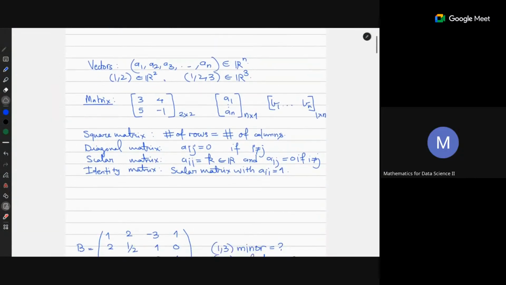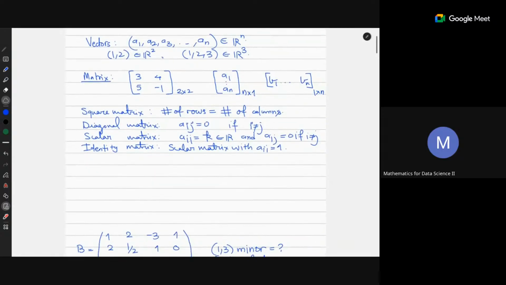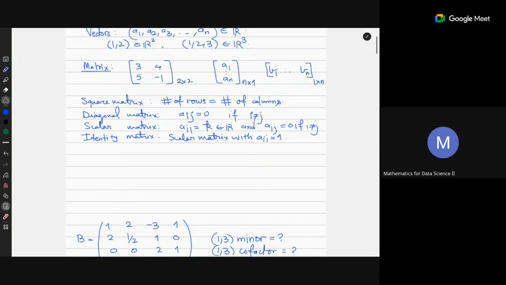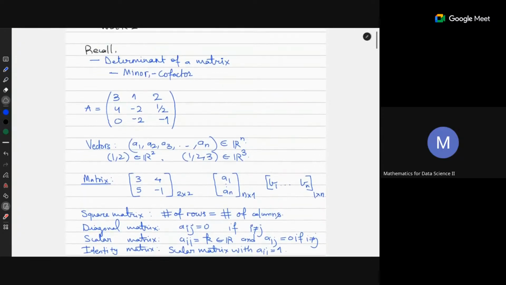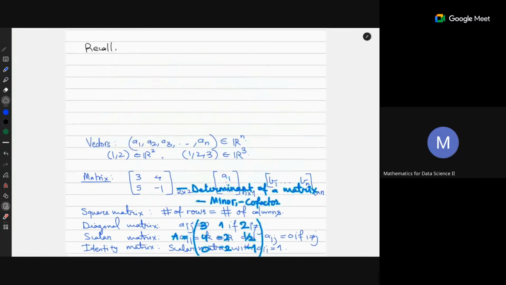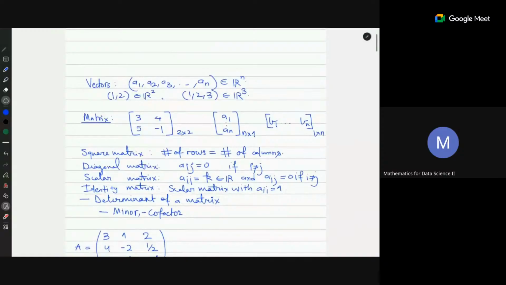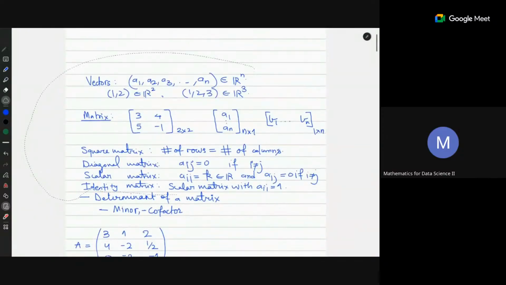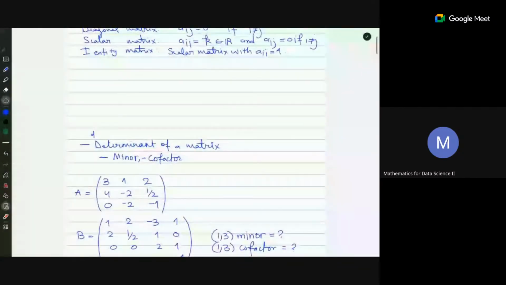So this is what we saw in the first live session, and then in the next live session we also saw one more thing: how to represent a given system of linear equations by a matrix. We will recall that in the later half of today's session, and then we also talked about the determinant of a matrix. All right, so let me put this below here. Let me shift this a bit up. Good enough.